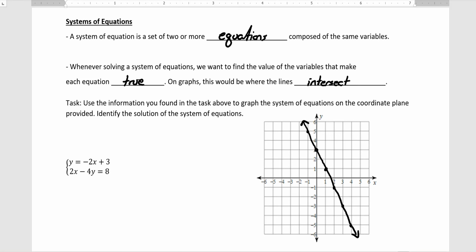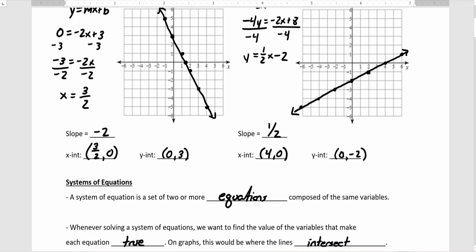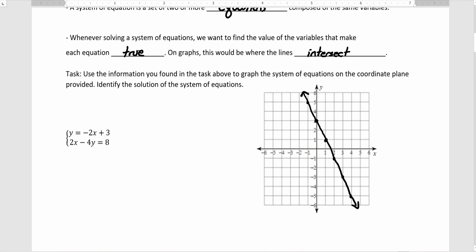Now the other one, 2x minus 4y equals 8. Remember, we changed that to y equals 1/2 x minus 2 in slope-intercept form. Half x minus 2. And when we graph that, -2, up 1 over 2, up 1 over 2, up 1 over 2, down 1, left 2, down 1, left 2, down 1, left 2. Beautiful. And we can connect the dots like so.